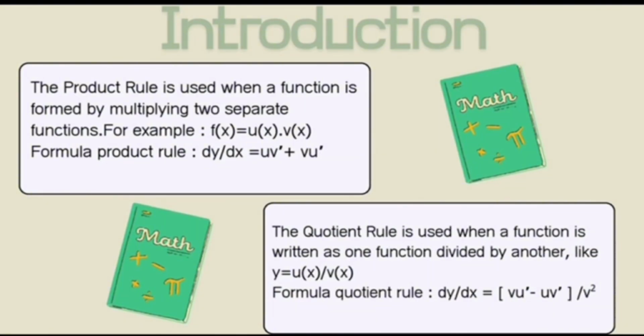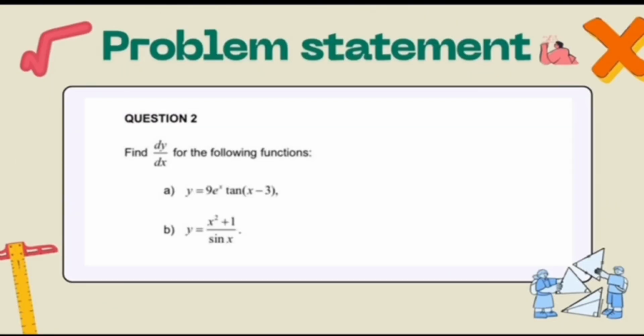For example, f(x) equals u(x) multiplied by v(x). The product rule formula is dy over dx equals uv' plus vu'. The quotient rule is used when a function is written as one function divided by another, like u(x) divided by v(x). The quotient rule formula is dy over dx equals vu' minus uv' over v to the power of 2. Find dy over dx for the following functions.